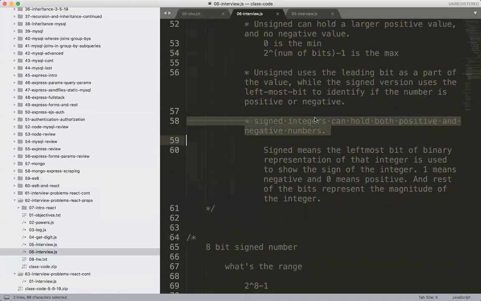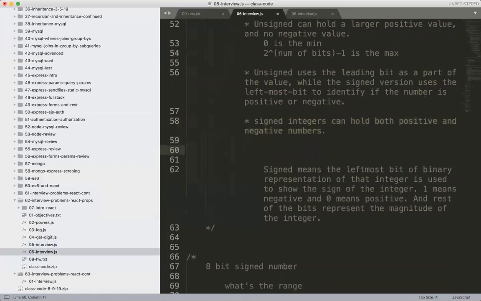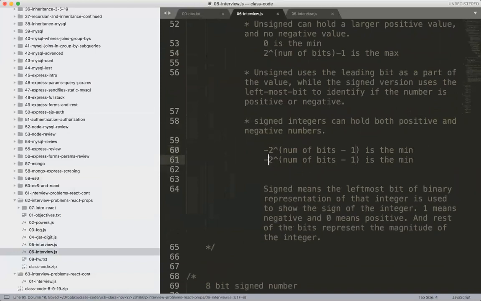So that's why the lowest it can be is going to be, or let's write a formula for it. The min is negative 2 to the number of bits minus 1, and the max is 2 to the number of bits minus 1, minus 1, to account for the 0. Yeah, to account for the 0.